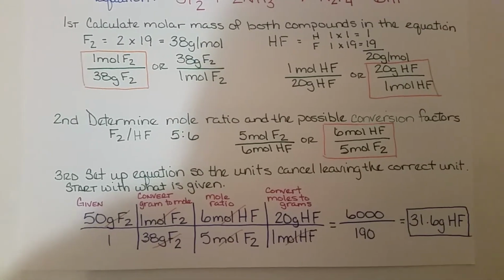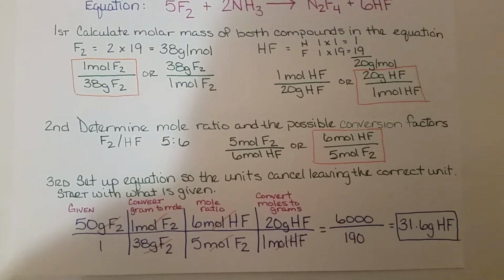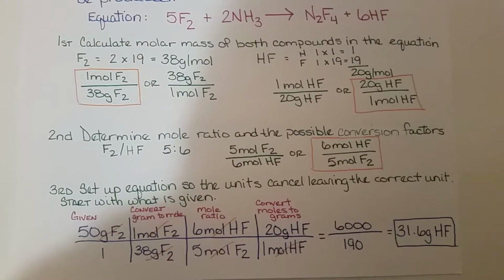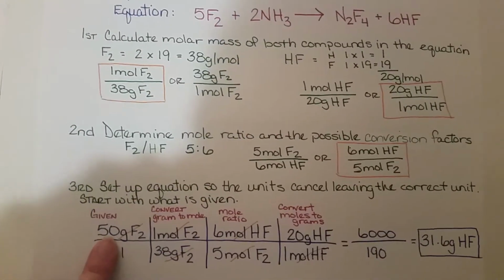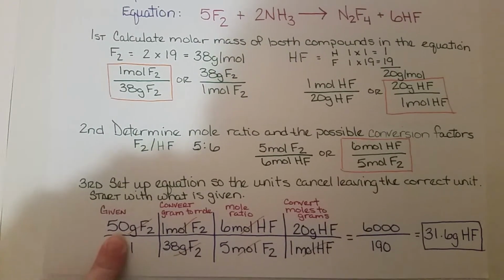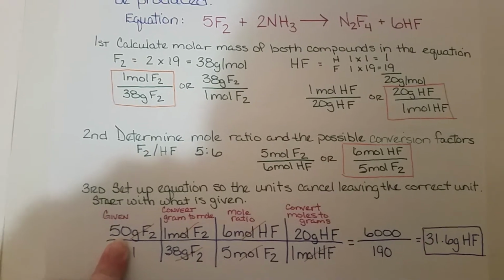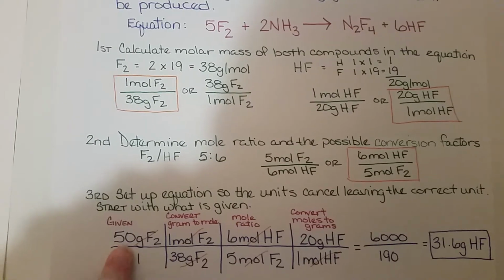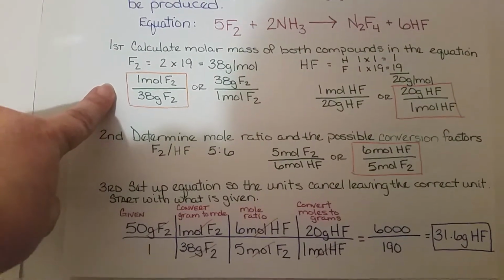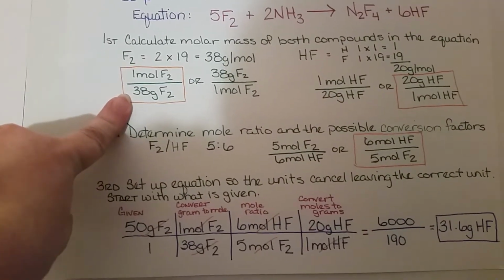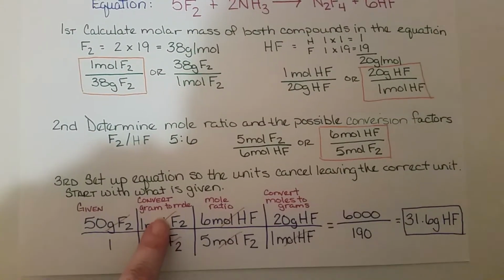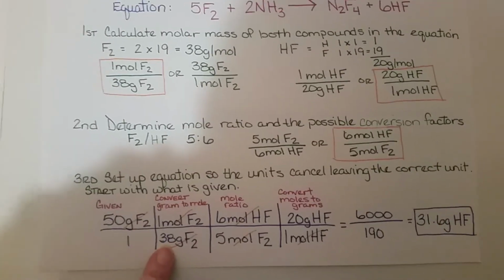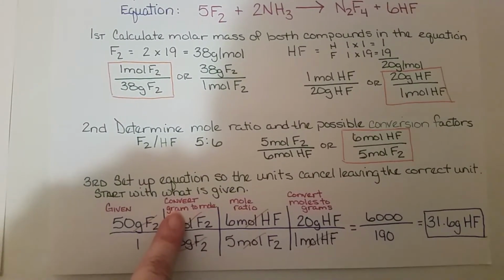So let's set up this first problem. In the problem, I was given 50 grams of F2, and it wants to know how much HF will be produced. So I start by writing down what I'm given. I'm given grams. So the conversion factor I'm going to choose to get rid of grams will be this one here. 1 mole is on top, 38 grams is on the bottom. So 1 mole of F2 over 38 grams. That allows me to cancel out grams and move to moles.